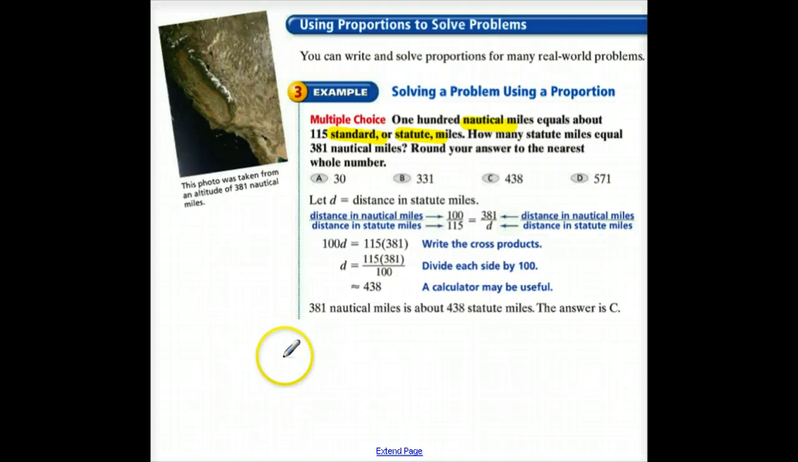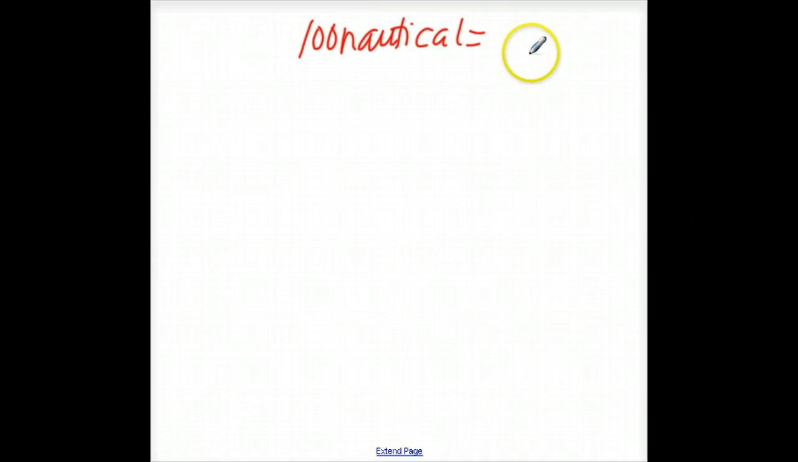If this gets a little confusing to you, I'm going to show you how to organize it. I know there's some work right here, but I'm going to move on to another page just to do it again for you. All right, so in that last example, they told us that 100 nautical miles is equal to 115 statute.